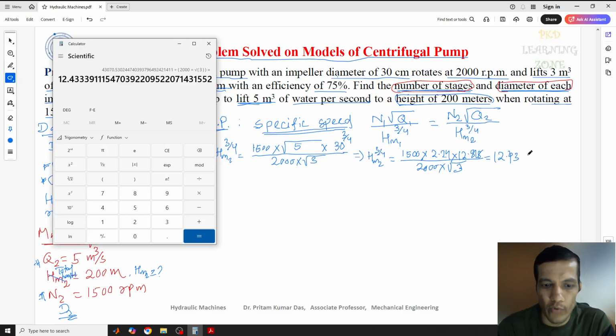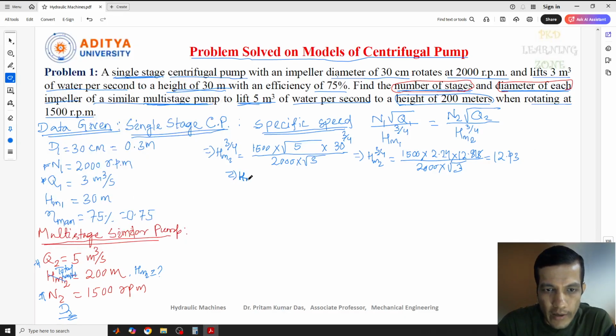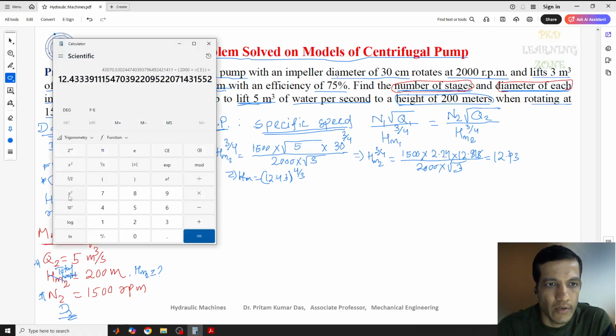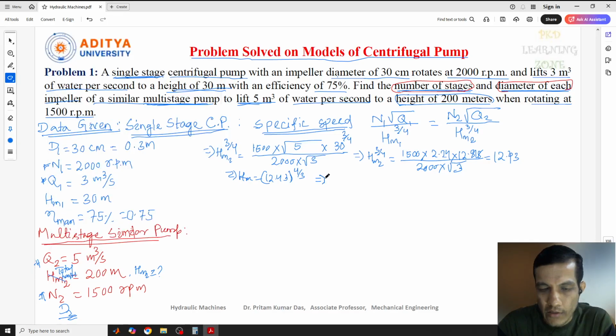Now we need to find out the value of only hm. So only hm I can write, this is 12.43 to the power 4 by 3. So what I got here, let me write to the power, bracket start, 4 divided by 3, bracket close, 28.8. So finally hm equal to 28.8 meter, correct. This is the manometric height for the second one, hm2.